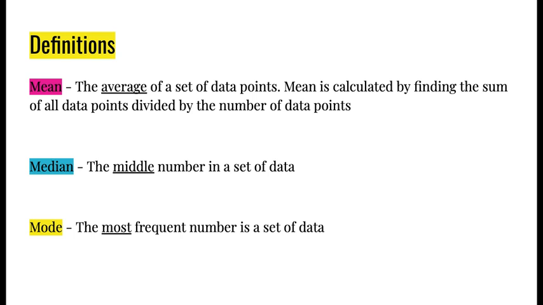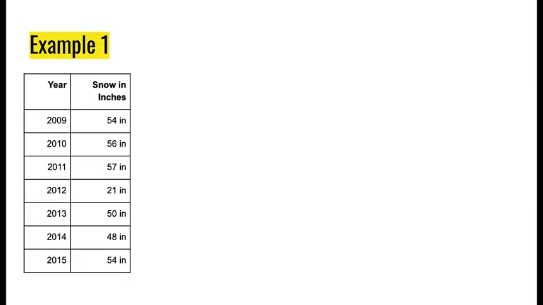today. So the mean is the average of a set of data points. You might have heard the word average before when your teachers talk about the average test grade in a class, for example. The way that we calculate the mean is we find the sum of all of the data points and we divide it by however many data points there are. We'll look at examples of this on the next slide. The median is the middle number in a set of data, and the mode is the number that occurs the most often.